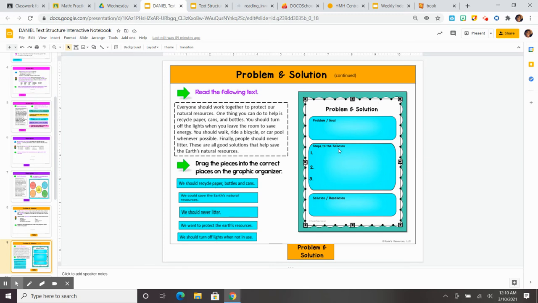And it says steps to the solution, 1, 2, 3. How did that problem get solved? Which of these was basically the solution? Well, steps to the solution. And then the last one is the actual solution. Which one of these over here is the actual solution to the problem? All right, so again, you're going to have to read the text. All right, that's slide 9.